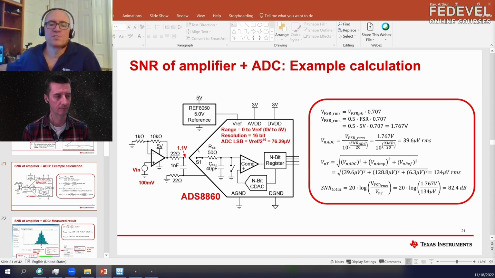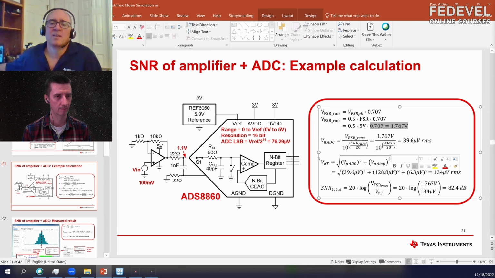The 5 volts represents the full scale range of this, and by multiplying it by 0.5, we convert that peak to peak value to peak, and then we just multiply by 0.707. So this is the full scale range for the device in RMS, and we divide that by the signal to noise ratio. That gives us our noise, which is 39 microvolts.